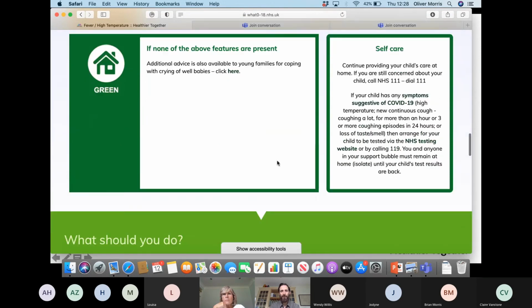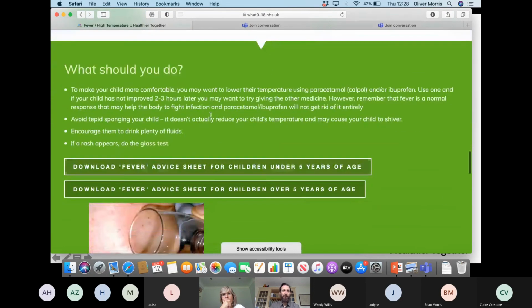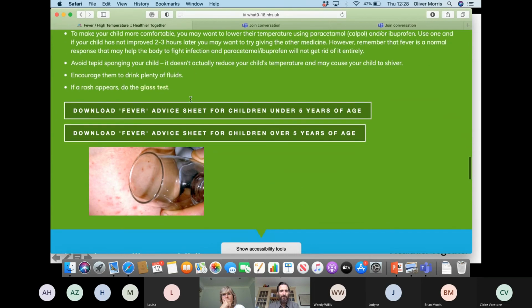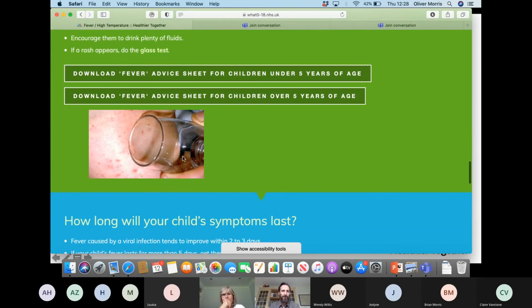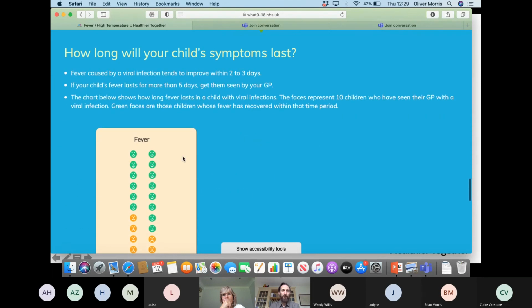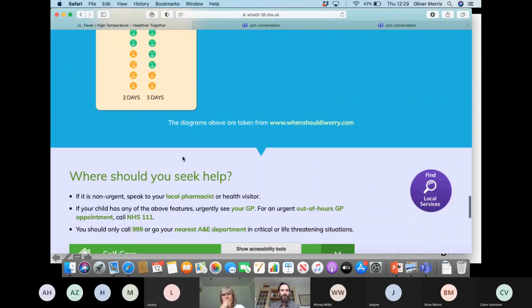Okay, and there's a bit here obviously about COVID stuff. And the self-care, it tells you about advice, what you can do, debunking that actually tepid sponging is not helpful, using paracetamol and things like that. There's the fever advice sheet they can download themselves, the stuff about the glass test and so on, how long they can expect the symptoms to last. So just a bit of information.